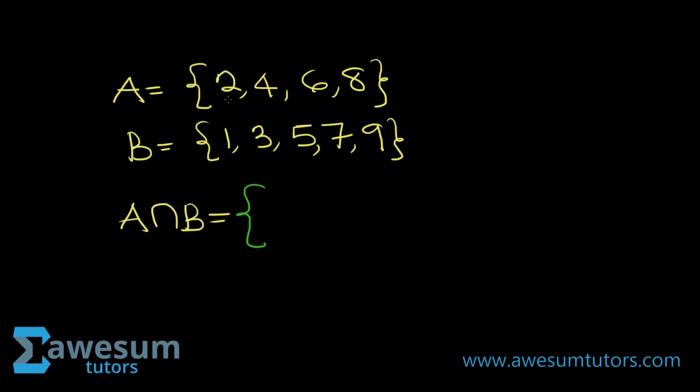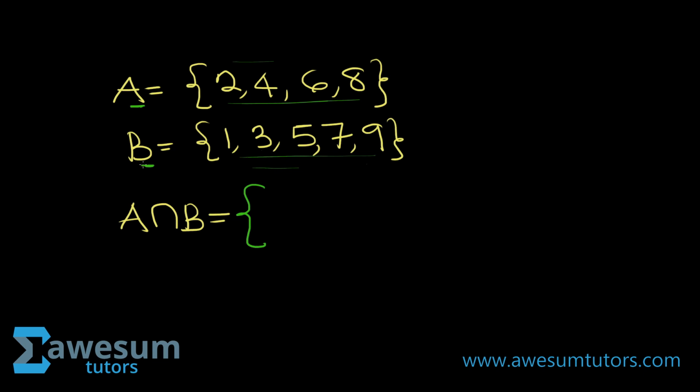If you take a look at this, A has 2, 4, 6, and 8. None of these numbers, none of these elements are present in B, okay? And also B has 1, 3, 5, 7, and 9. None of these elements are present in A. Okay, so what does that tell you? That tells you that set A and set B do not have anything in common.